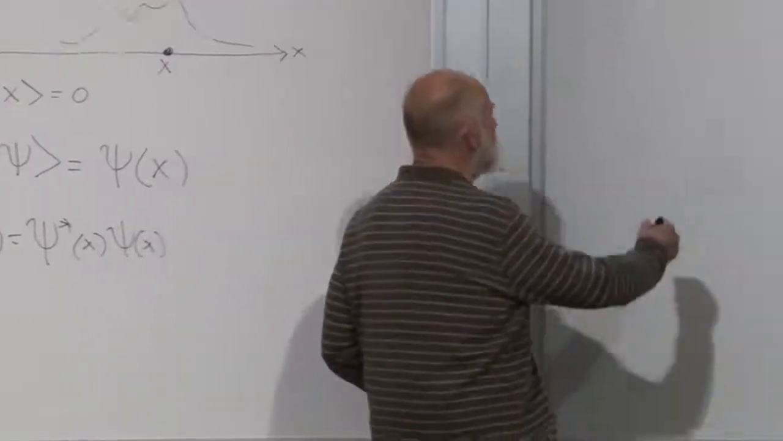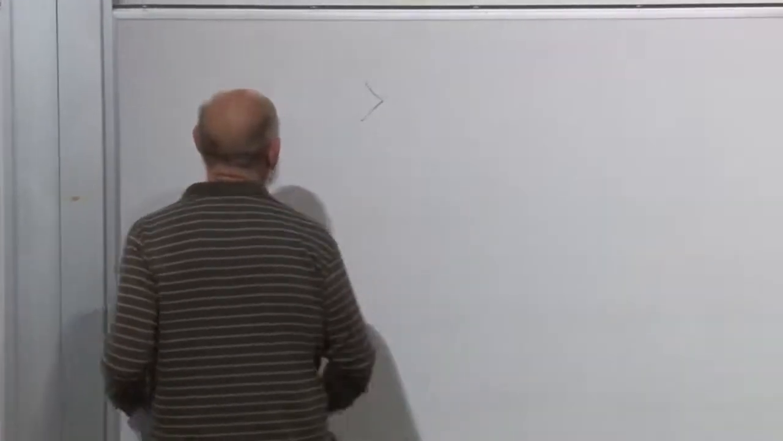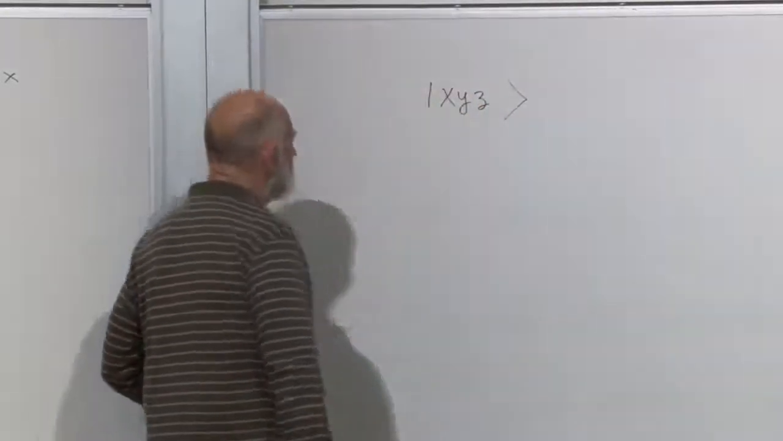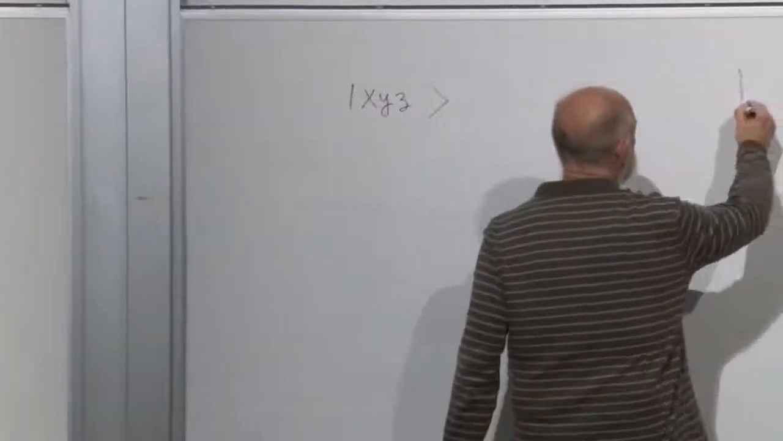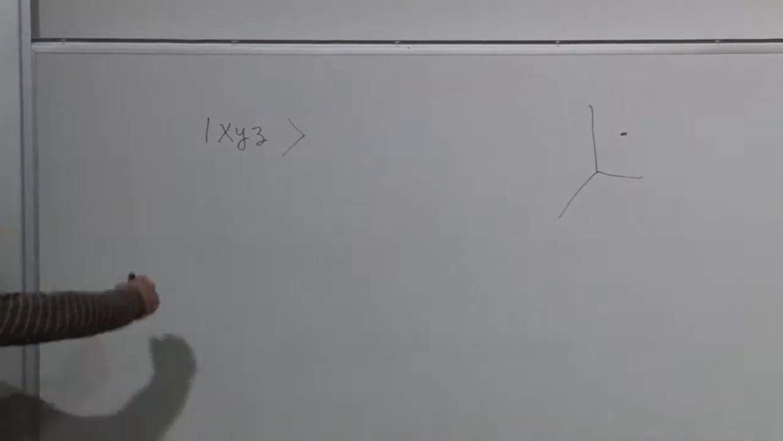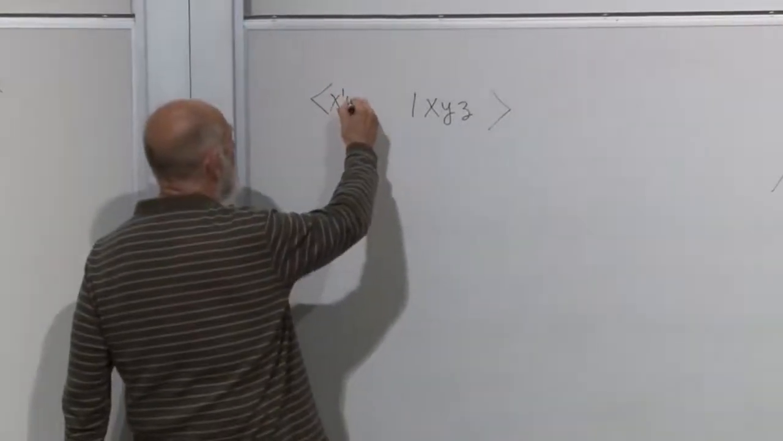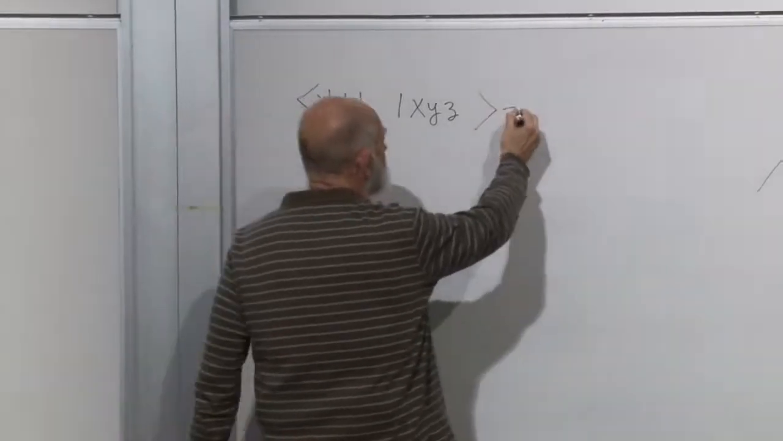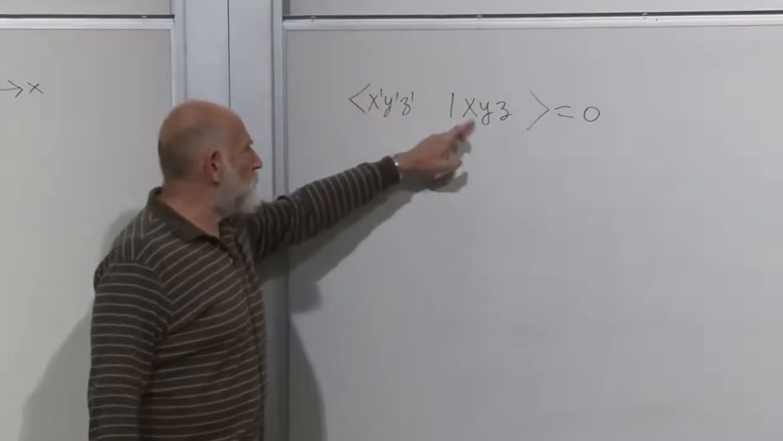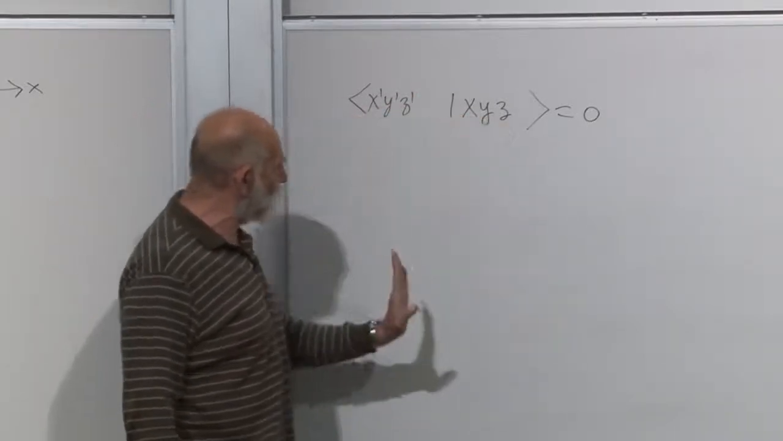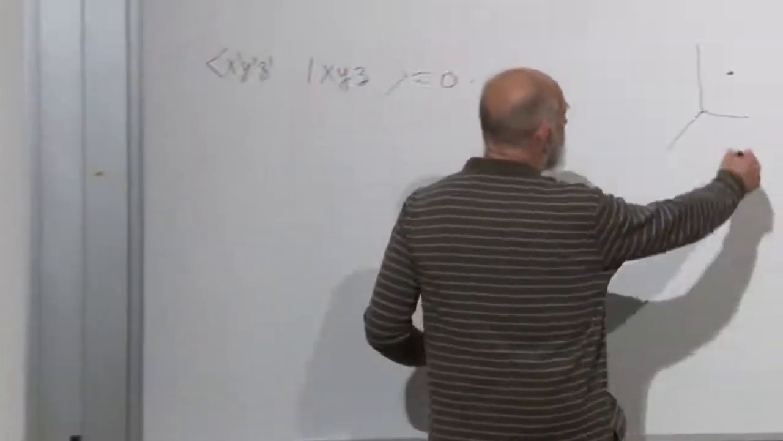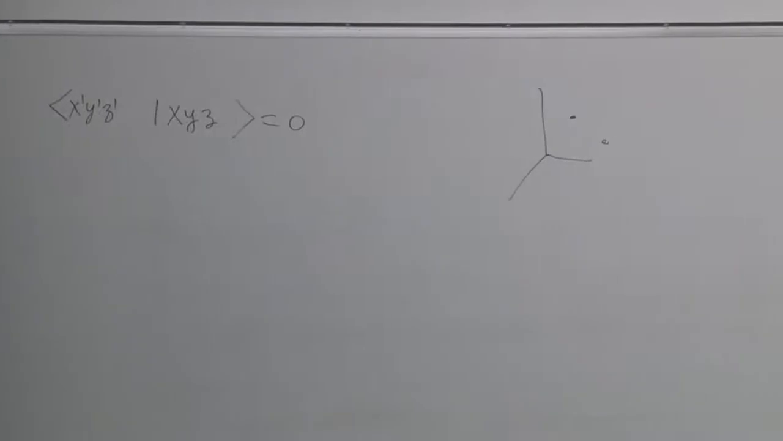We could fill out the equations by saying there are states which represent particles at known locations in three dimensions, x, y, and z. This represents a particle located at a point in three-dimensional space, over here, x, y, and z, and the rules would be very similar. The inner product of x prime, y prime, z prime would be zero if there's any mismatch, not if x is not equal to x prime and y is not equal to y prime, but if the entire point x, y, z is not the same as the point x prime, y prime, z prime. Then these are observably different positions for a particle, and the states are orthogonal to each other.